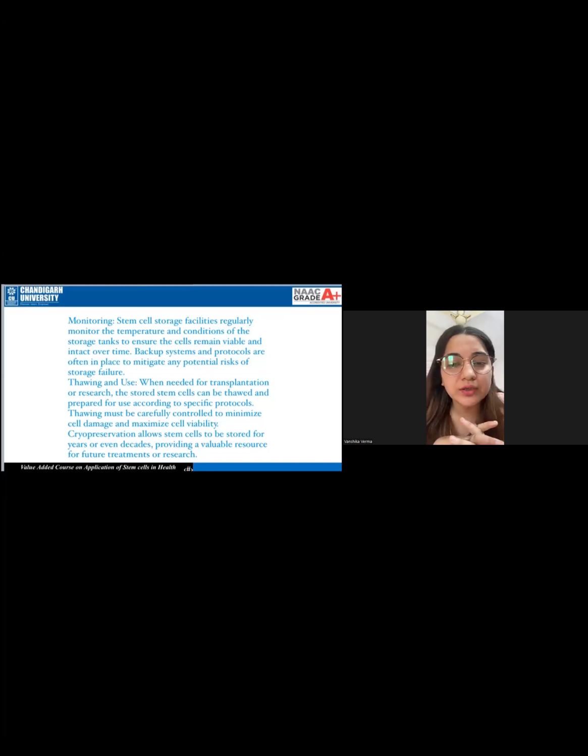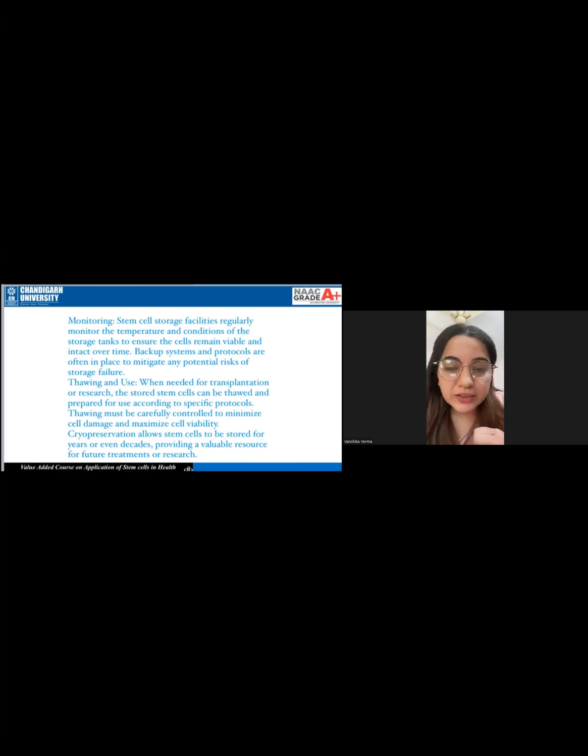Obviously, it's not that you keep these stem cells in storage and forget about them. We need to monitor it. The stem cell storage facility regularly monitors the temperature and condition of the storage tanks, so that the cells stay viable and intact over time. Backup systems and protocols are often in place to mitigate the potential risk of storage failure. For example, if I'm a technician and I have stored the cells and I'm not looking after them, what if the machine fails to maintain the same temperature because of some failure? That could also be a condition, so we need to monitor it first.